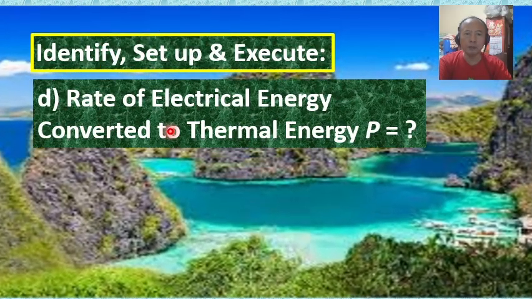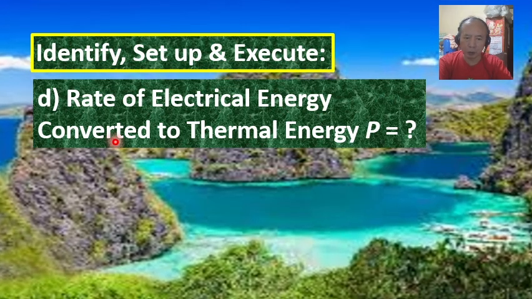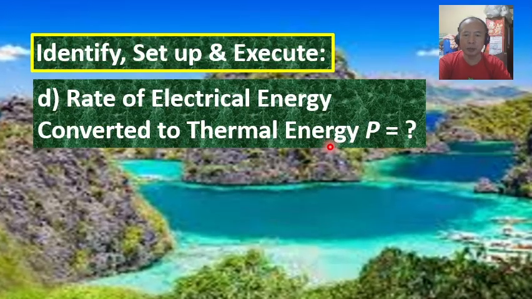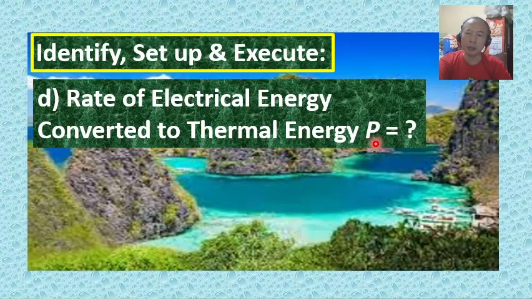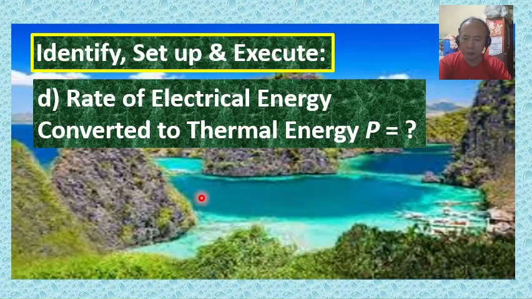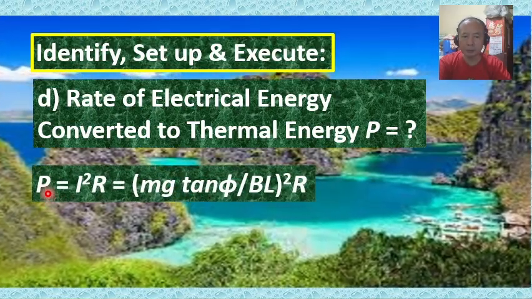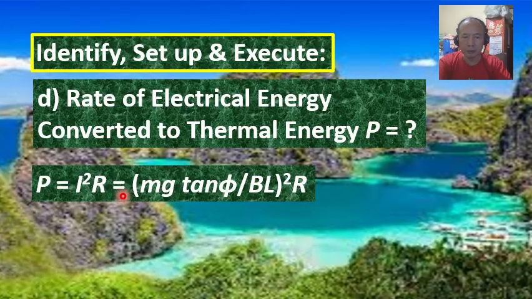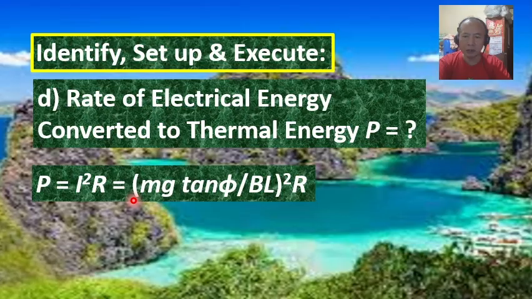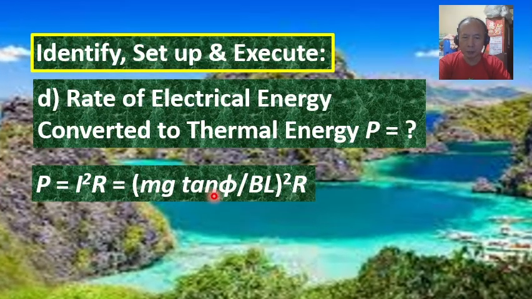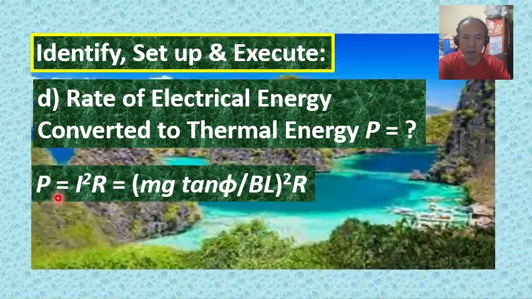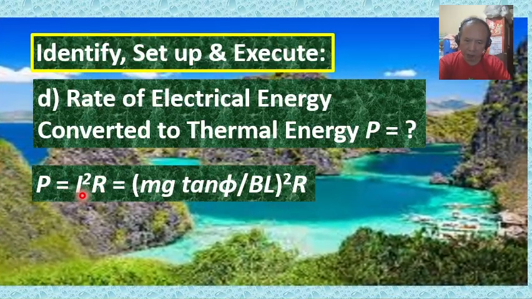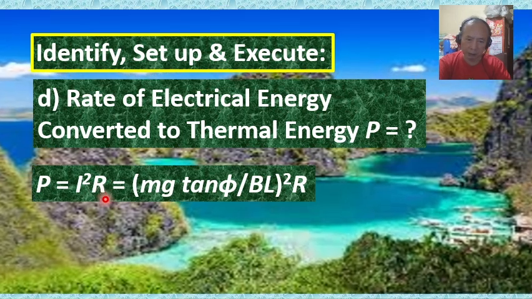In part D, we are looking for the expression to represent the rate of electrical energy being converted to thermal energy. We denote that here as capital P. And we know that the amount of power that is generated by the presence of the resistance big R in the metal bar is given in this equation: capital P equals the product of I squared and the resistance big R.